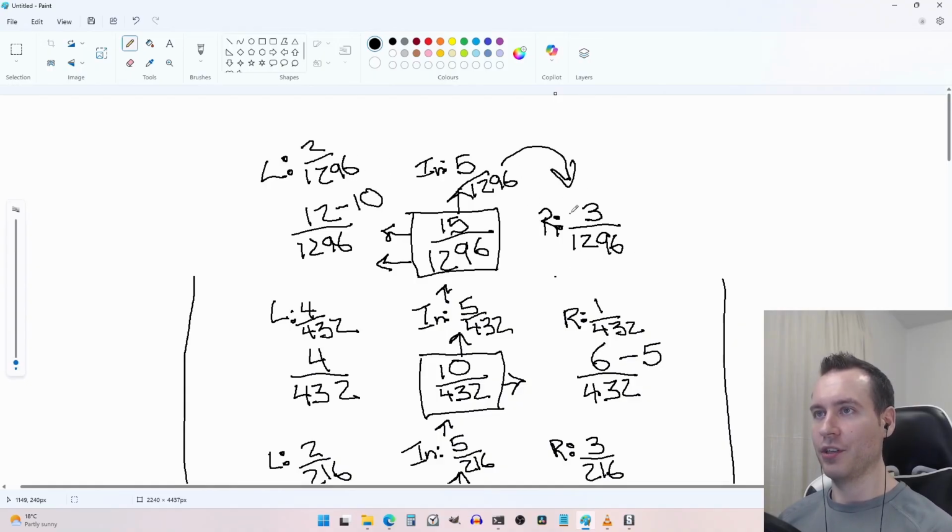Right is the larger value. So we know that when we're sending this value, left will be undersupplied by 2 over 1296. And the right will be oversupplied.